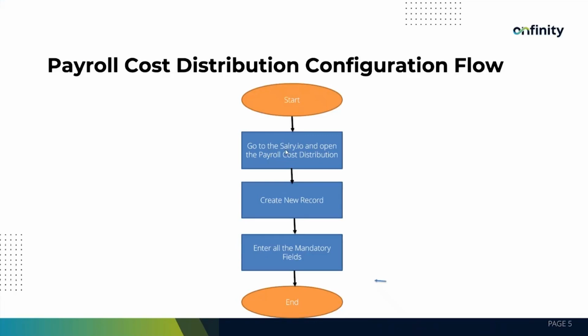Let's begin by understanding the process flow. You initiate the process by accessing the payroll cost distribution screen, where a new record can be created. It is essential to complete all required fields, and once the information is entered, the record must be saved. This marks the completion of the setup.